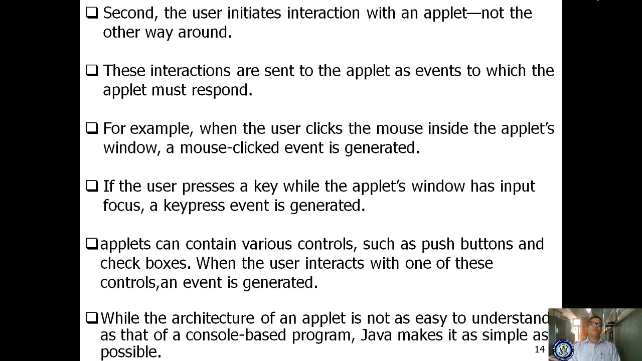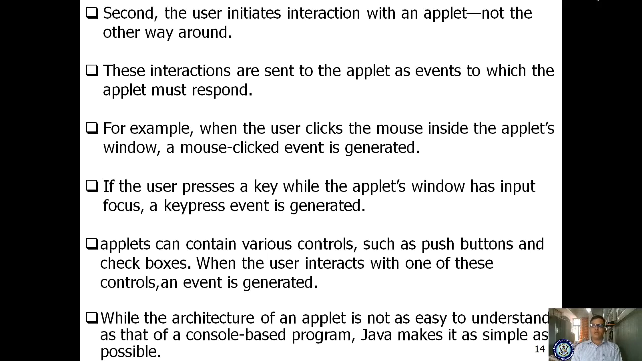Second, the user initiates the interaction with an applet, not the other way around. The user interacts with your applet program. These interactions are sent to the applet as events to which the applet must respond. Whatever interaction is made by the user is sent in the form of an event, and according to that event, the applet must respond. For example, when the user clicks the mouse inside the applet window, a mouse clicked event is generated.